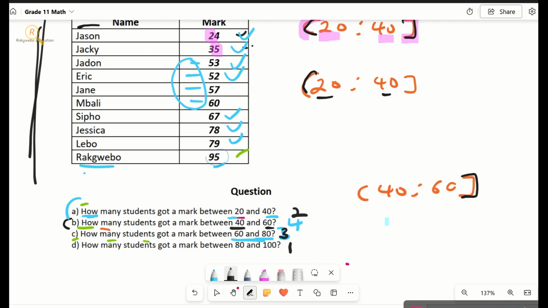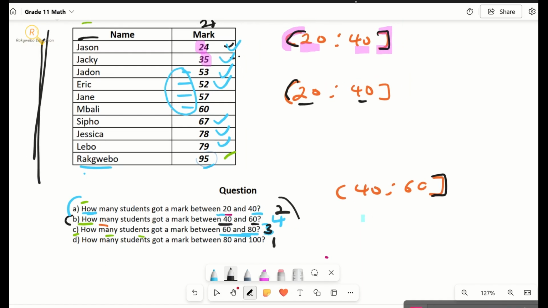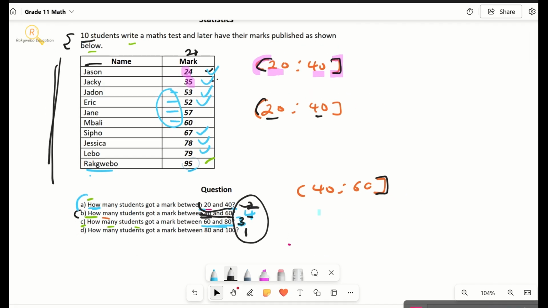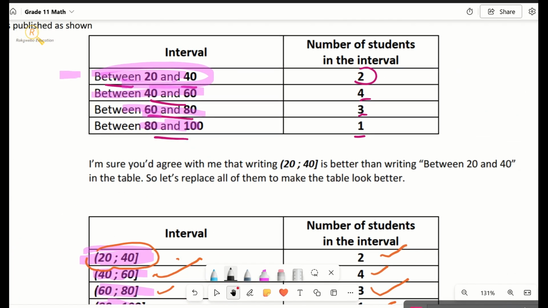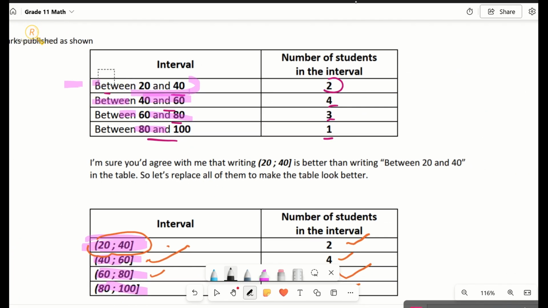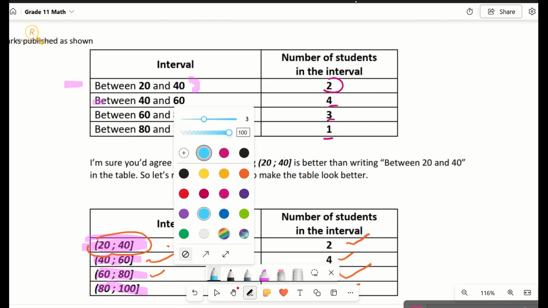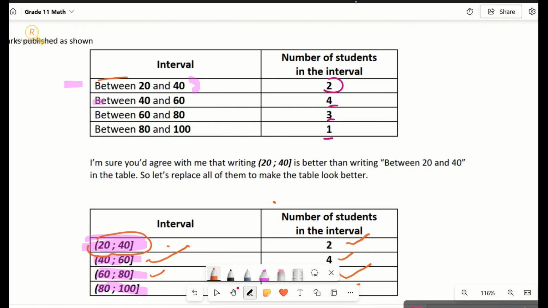So now this is the data we have. Then I said let us draw a table from these values here. So I'm going to write an interval and its value, right? So we did that, and we got this. We got that: the number of learners who got a mark between 20 and 40, there's 2, 40 and 60, 4, 60 and 80, 3, 80 and 100, 1. Fair, that's fine. Now, this looks like a sentence. It doesn't look mathematical. So I said let us change this and put it in a math format.